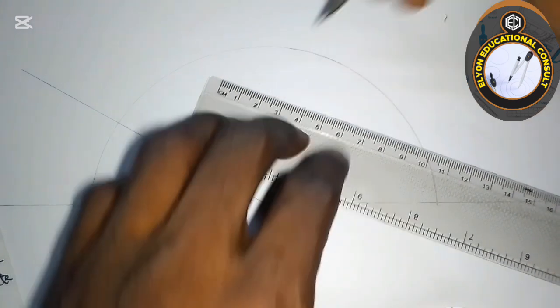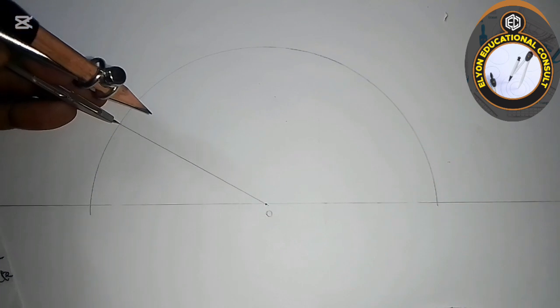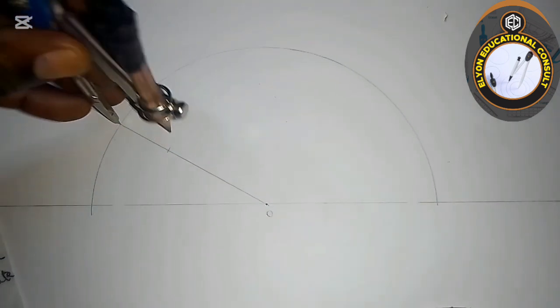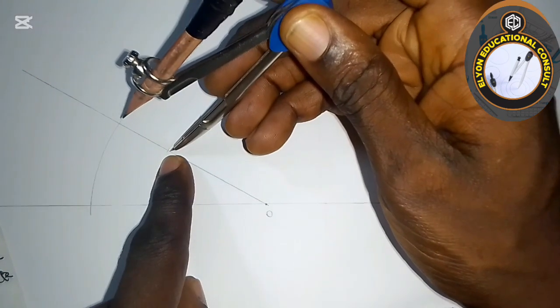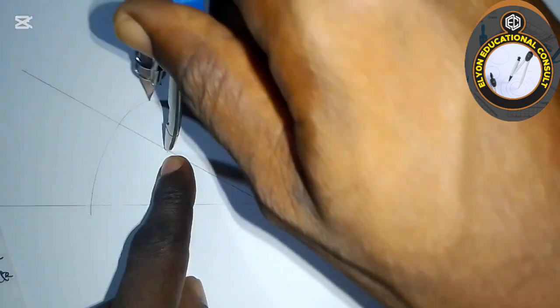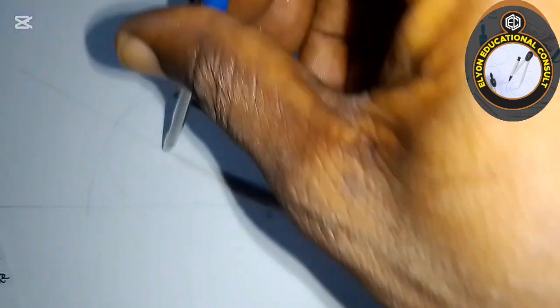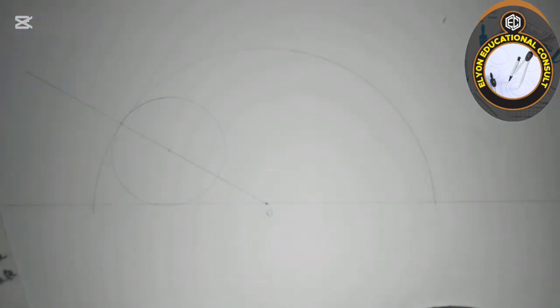2.5 for the radius. So I'm going to place that at this point. Okay, mark this. So this will be the center of the rolling circle. So I'm going to draw that now. Place here. I'm going to draw the rolling circle now. So we have this, okay, as the center of the rolling circle.